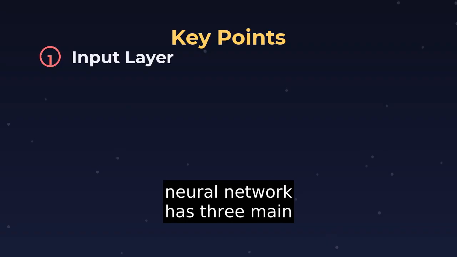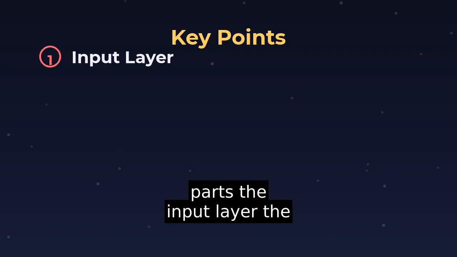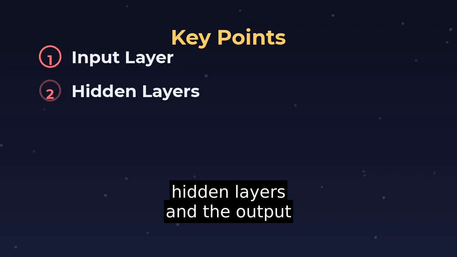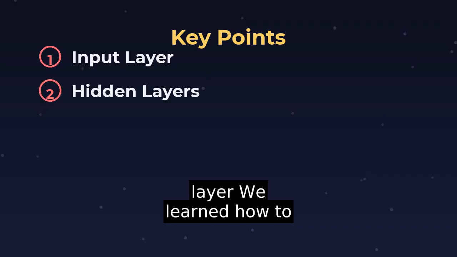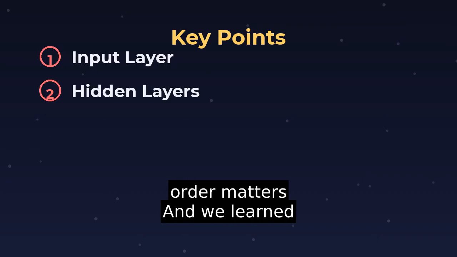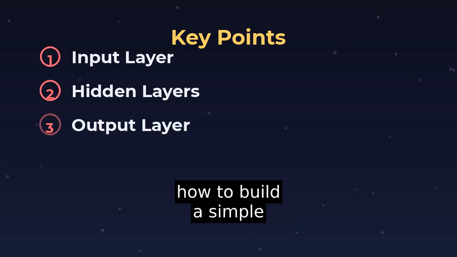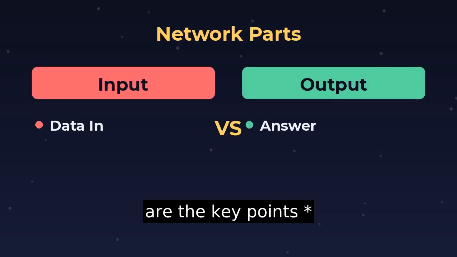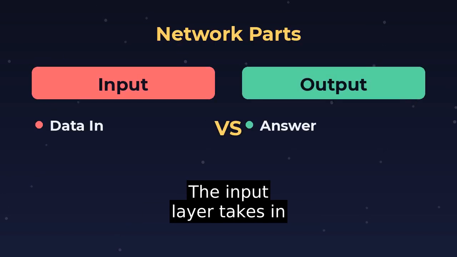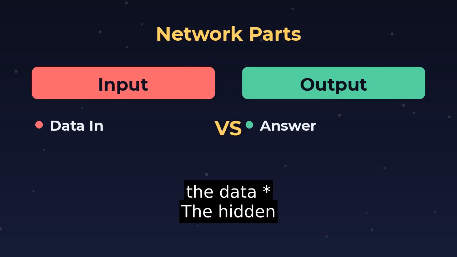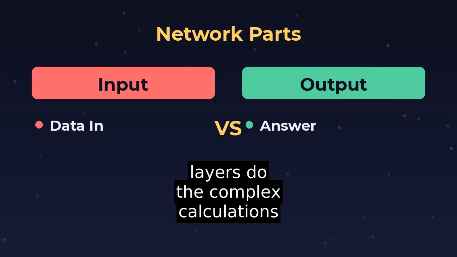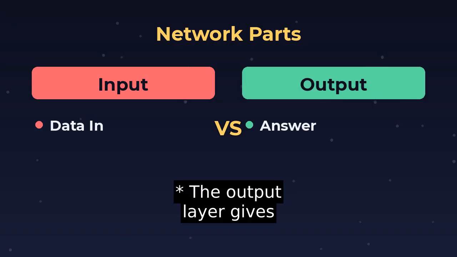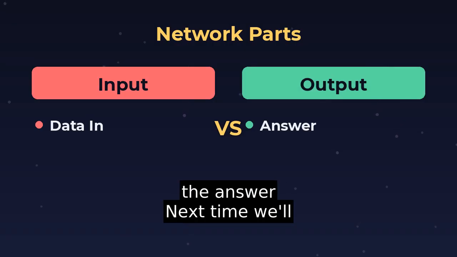So what did we learn today? We learned that a neural network has three main parts: the input layer, the hidden layers, and the output layer. We learned how to connect them and why the order matters. And we learned how to build a simple neural network to recognize pictures of cats and dogs. Here are the key points. The input layer takes in the data. The hidden layers do the complex calculations. The output layer gives the answer.